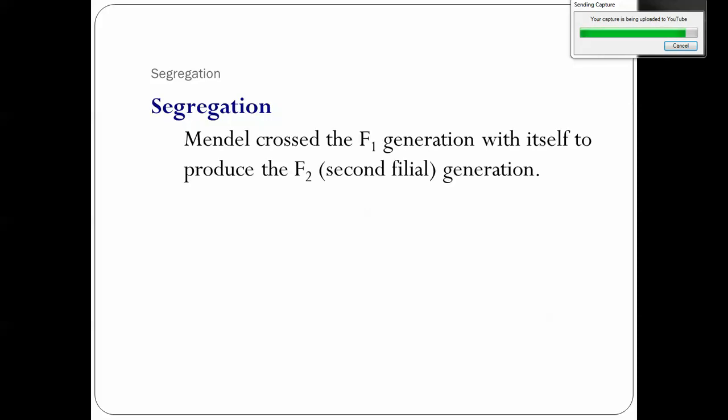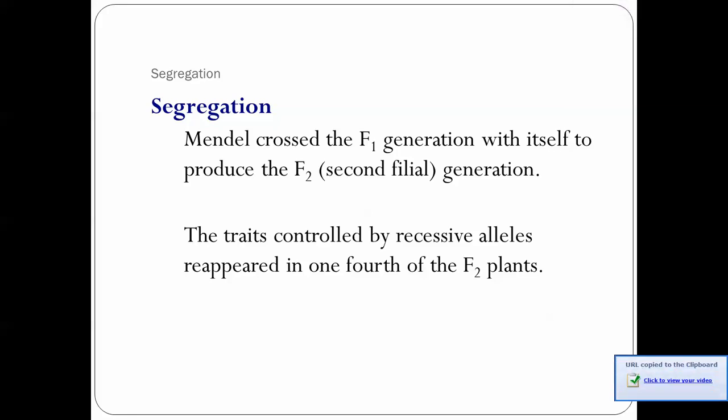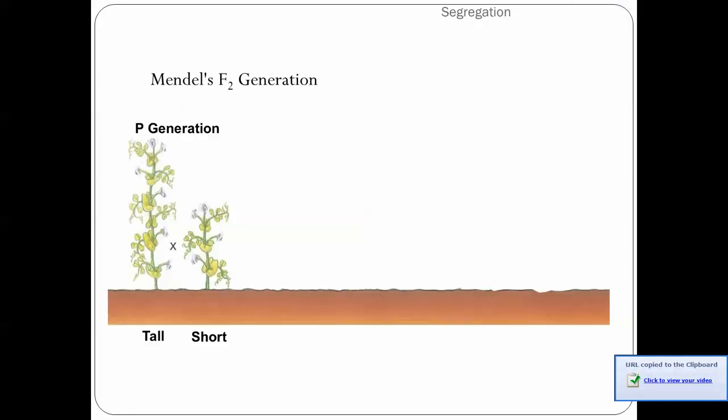How Mendel discovered segregation was he crossed the F1 generation with itself to produce the F2 generation. Don't worry about the filial part, just know that we have F1 and F2. And the traits that were controlled by recessive alleles reappeared in 1/4 of the F2 plants. We're going to see a picture of this and it'll make more sense. So here is kind of what this is saying.